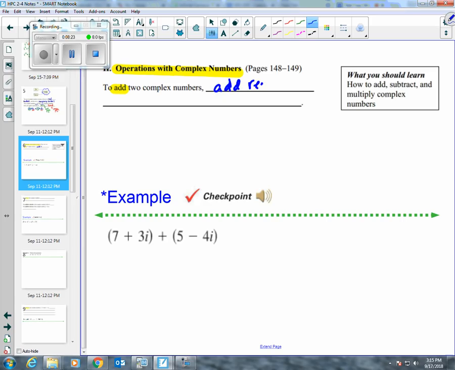So you add the real parts of the numbers, and then you add the imaginary. So you're doing each piece with what it's alike with. So we're going to add the imaginary parts and we add the real parts. So let's try one just so you can see what we're talking about. If you didn't even know what I meant, you could probably do this.